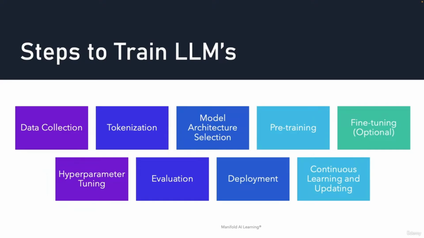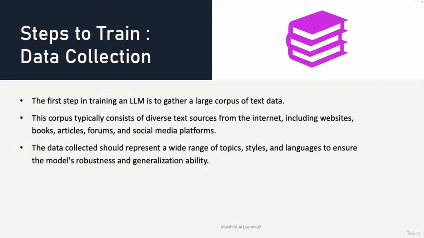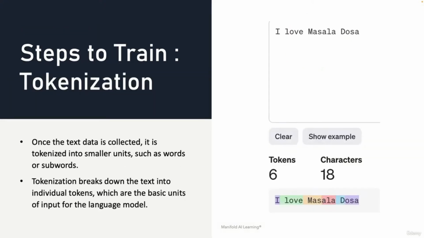So let's start with the first step, that is data collection. Data collection is the first step in LLM training. It involves gathering a large corpus of text data. This would consist of diverse text sources like websites, books, articles, social media platforms, and so on. Once the data collection is completed, we would go ahead and perform the tokenization.